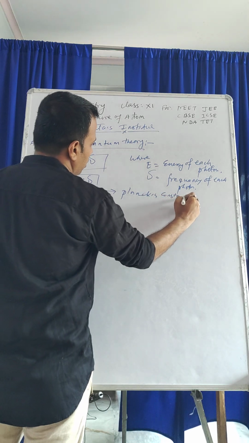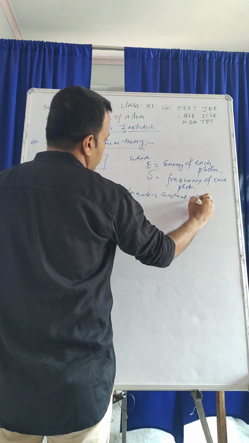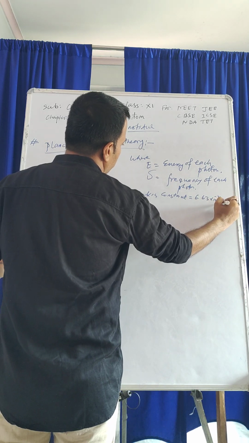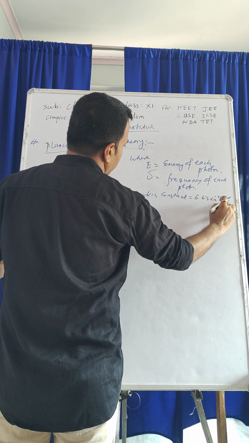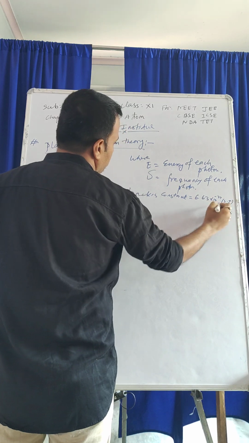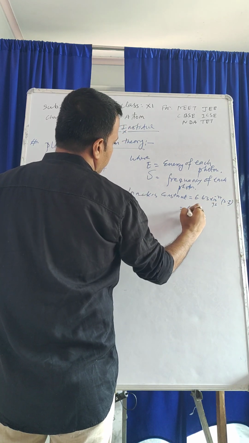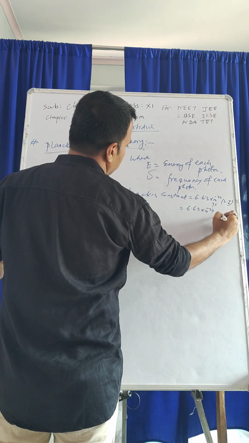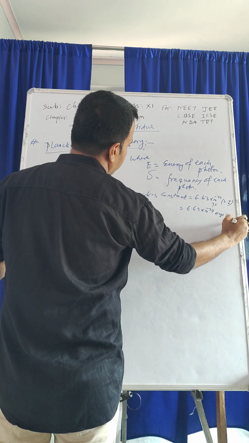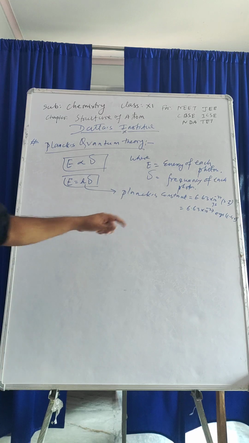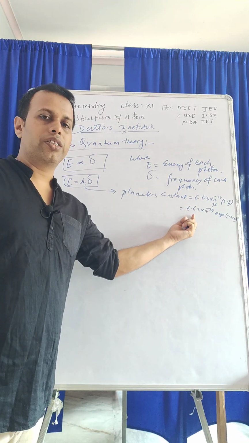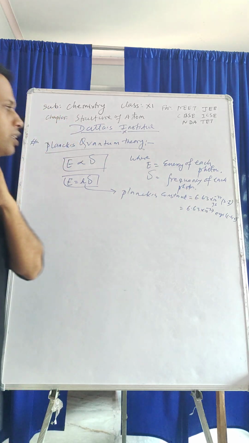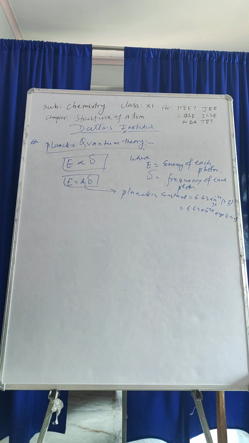Planck's constant. Okay, and the value of Planck's constant is 6.63 into 10 to the power minus 34 joule second in SI system. And in CGS unit, the value of h is 6.63 into 10 to the power minus 27 erg second. Okay.